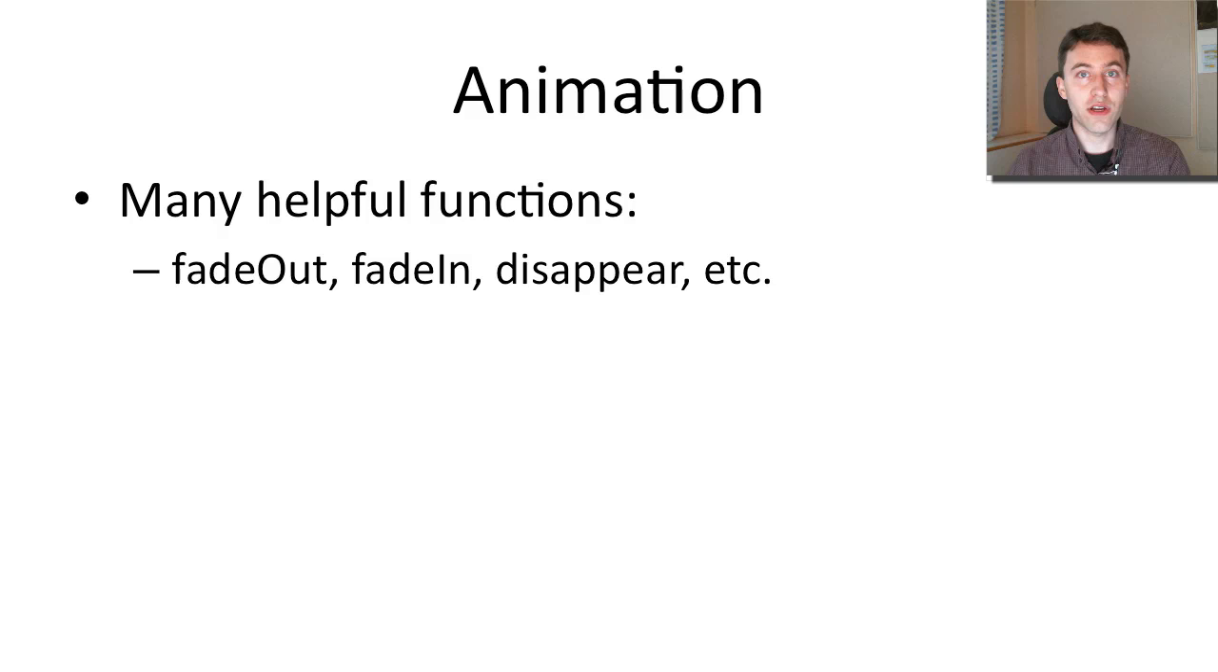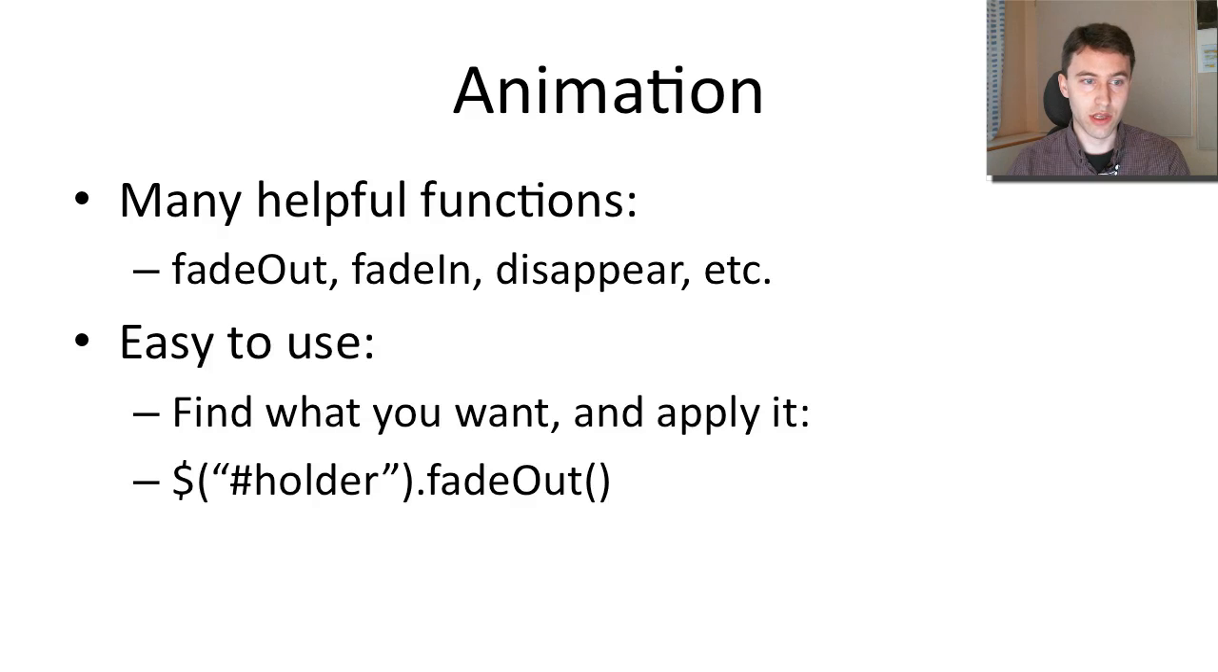Well, there are many helpful functions. So once we've found an object, we can apply fade outs or fade ins or disappears, and jQuery will take care of animating that in our document. And it's easy to use. We just find the thing and then we apply it. So if I wanted to make that div disappear, I just do $, parentheses, quote, holder, fade out, and it would fade out in the document.